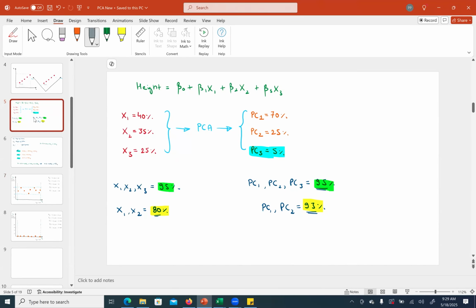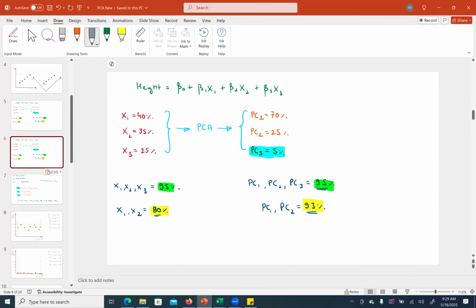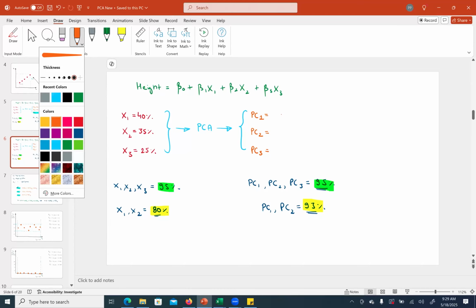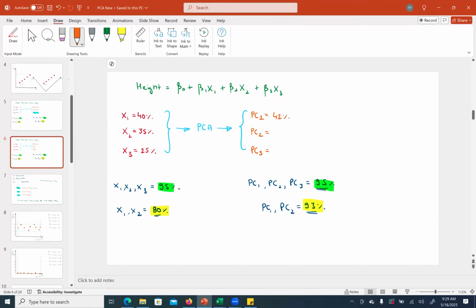Let's say, for example, here, let me create a copy of it. Here the distribution was 40, 35, 25. After using PCA, it became 70, 25, 5. It could also have been the case that after doing the transformation, it might not change much. It was earlier 40, now it is 42%. If it's 35, it is 37%. And then this will be, I believe, 21%. This can also be the case.